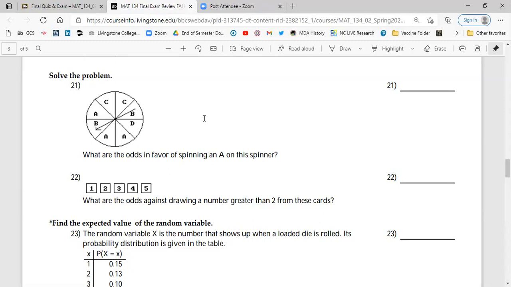Okay, odds in favor of spinning an A. Well, there's 3 A's, right? And it'd be A's to not A's. So there's 3 A's, so that means there's 6 not. So it'd be 3 to 6, or 1/2, or 1 to 2.